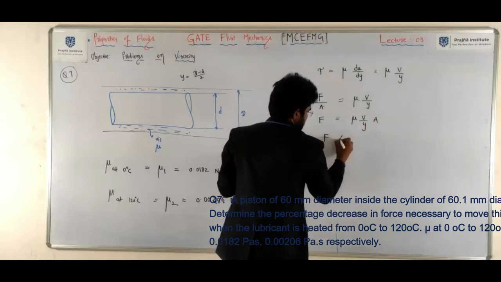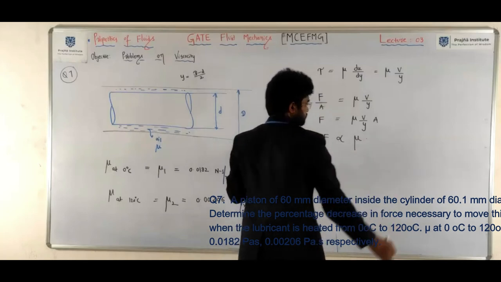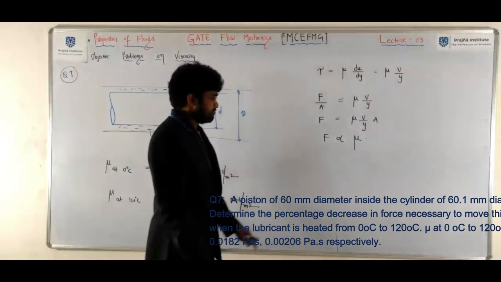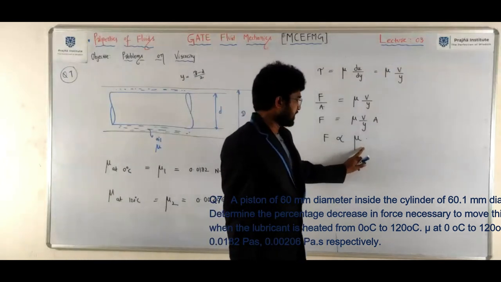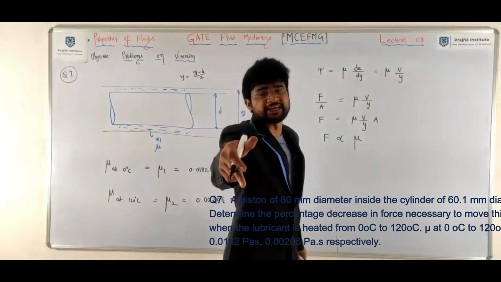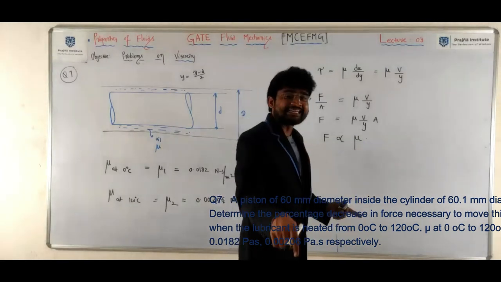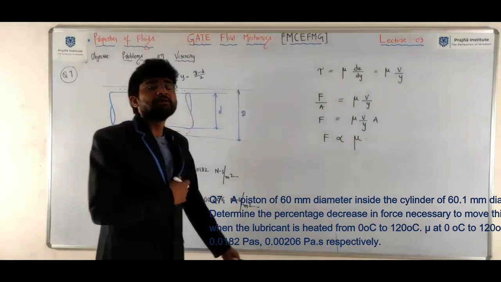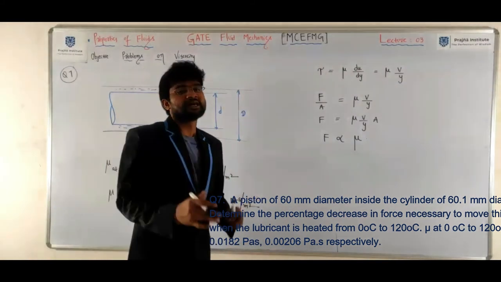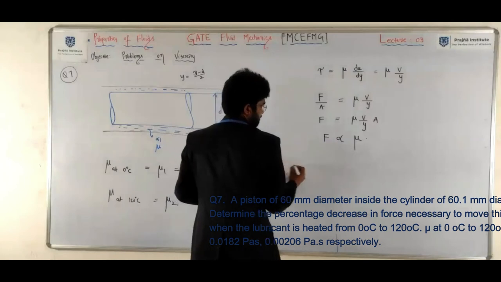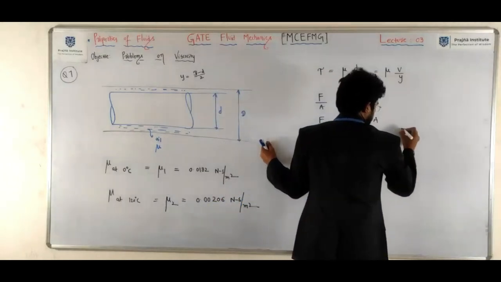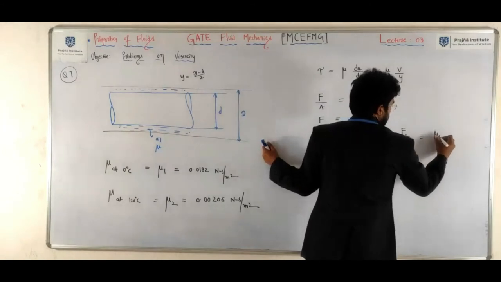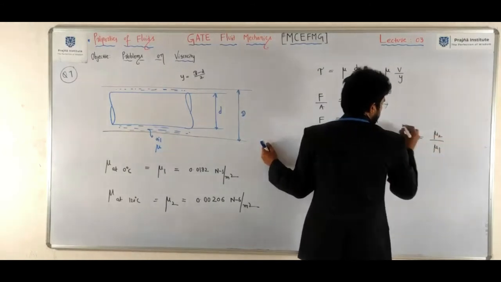Here, F is directly proportional to mu. By increasing the temperature, viscosity decreases, then force also decreases. We need to calculate the percentage decrease in the force. From here, F2 by F1 is equal to mu2 by mu1.